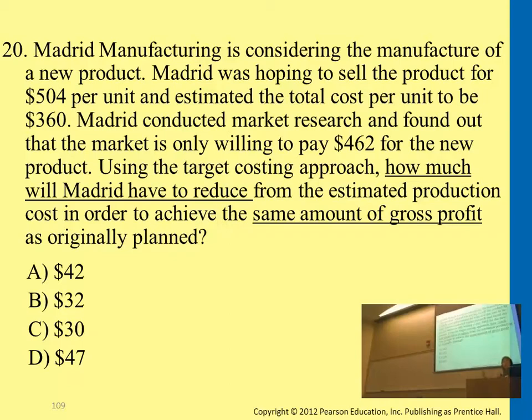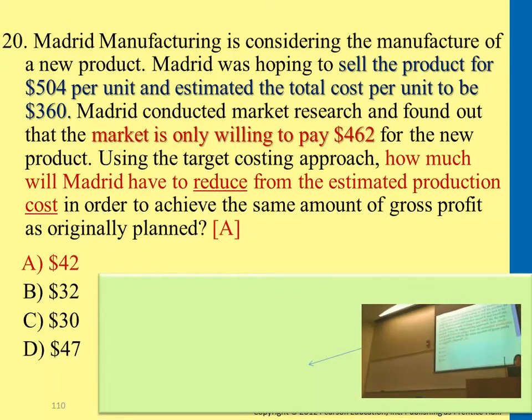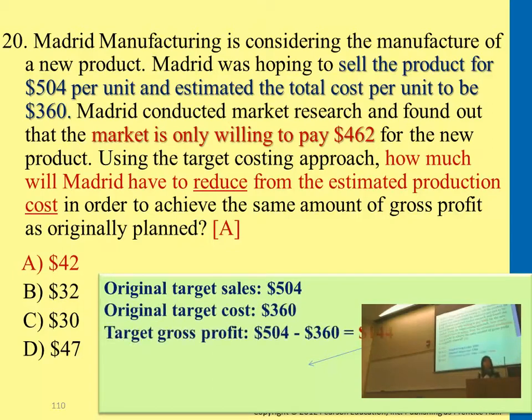Okay, so you have the original target sales, the original target cost, but now you know that sales revenue can't be that high because you may not be able to sell your products in the market. So you reduce the sales revenue to $462. And how would you reduce your cost? So the first step to resolve this problem is figuring out the original profit you want to get. Sales revenue is 504, the cost is 360, so the target profit earlier was 144.